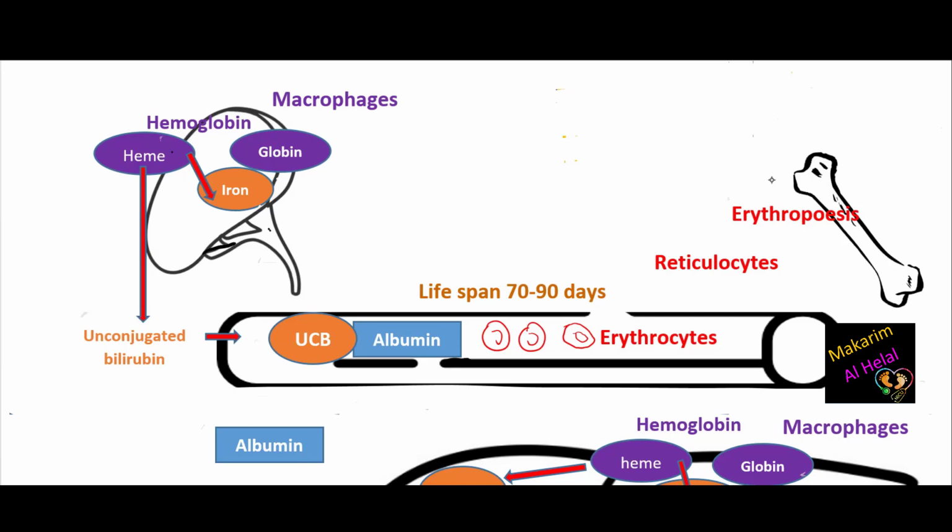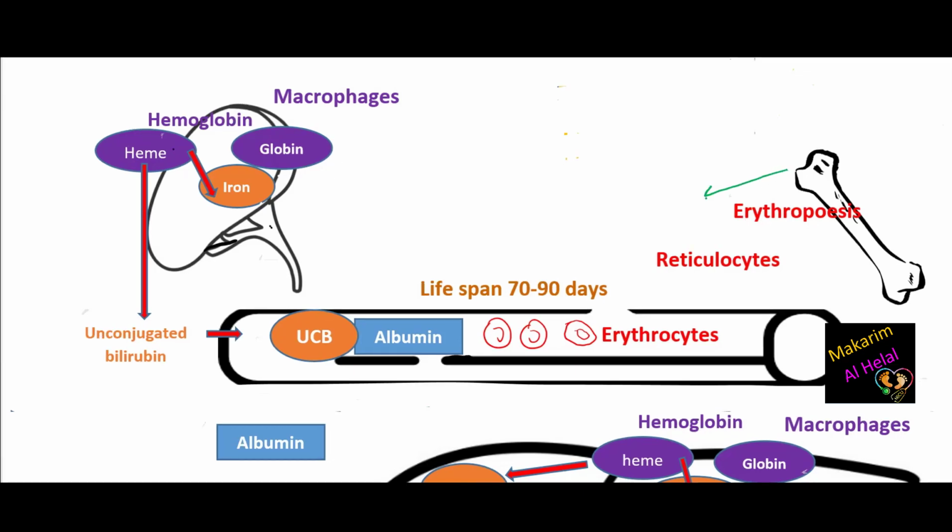Red blood cells are synthesized in the bone marrow in a process known as erythropoiesis. The cell develops until it reaches the reticulocyte stage. The reticulocyte will form the erythrocyte, which is our red blood cell. The lifespan of red blood cells is 70 to 90 days in a neonate and 120 days in an adult.